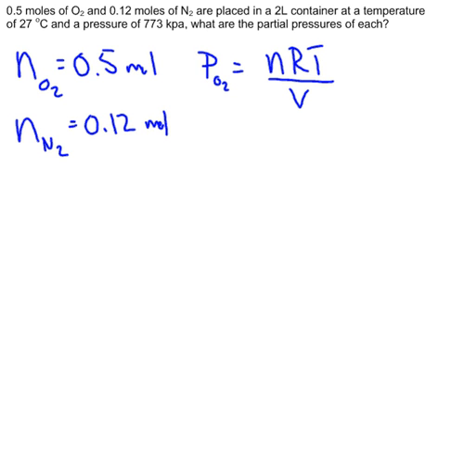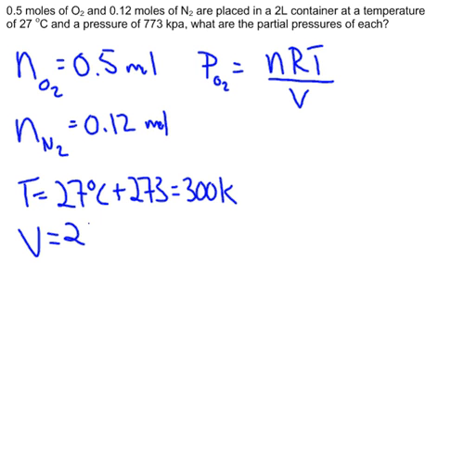nRT over V. We know that the temperature is 27 degrees Celsius. However, we cannot use Celsius in this formula or in any of the formulas, so we need to convert that to kelvins by adding 273, which gives us a temperature of 300 kelvins, and the volume is 2 liters as given in the question. So let's solve.